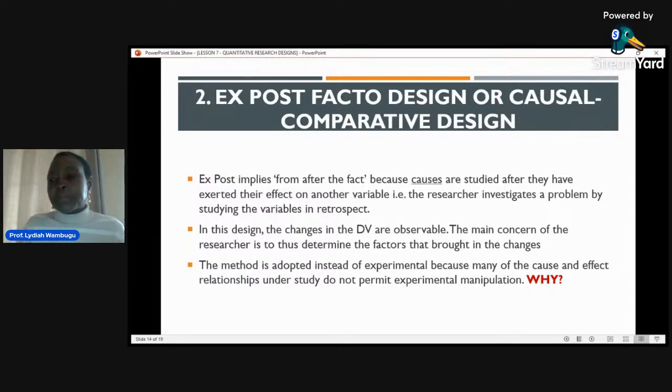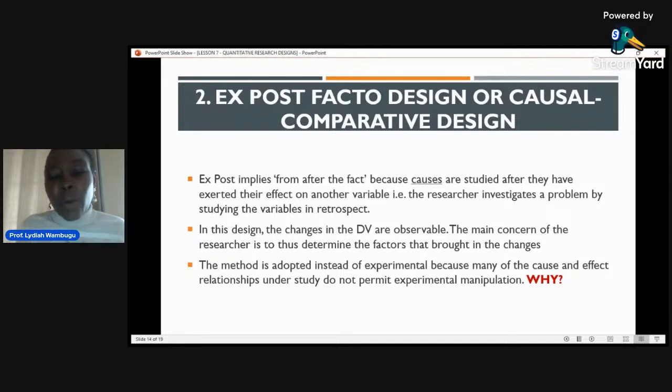Number 1, the researcher deals with already formed groups. And with experimental, you are the one who is supposed to form the group. So with ex post facto, the researcher does not form the group. They already deal with already formed groups. So what does that mean?